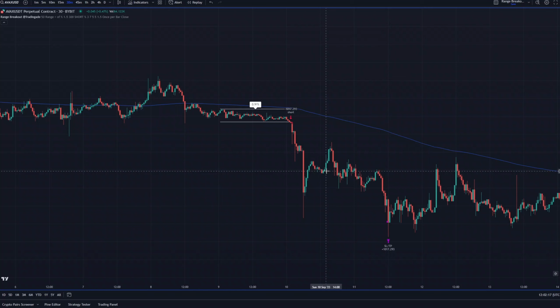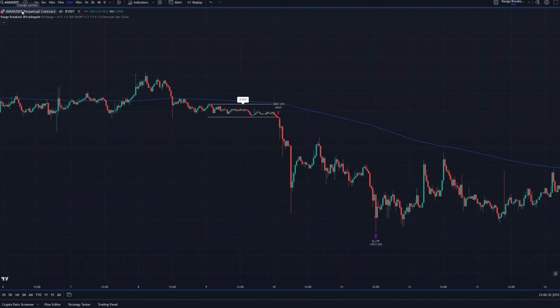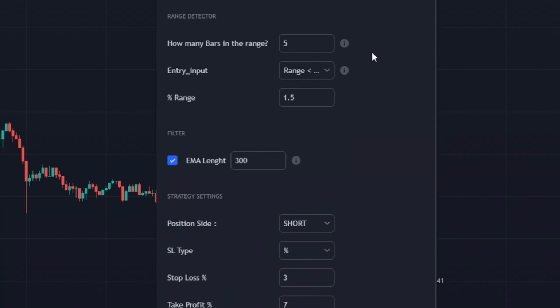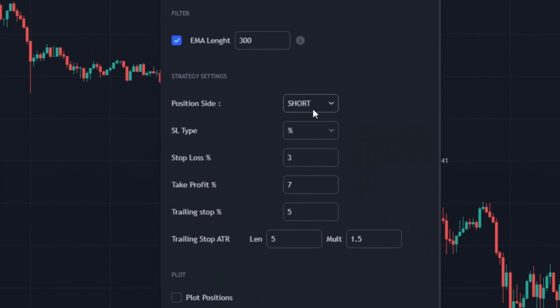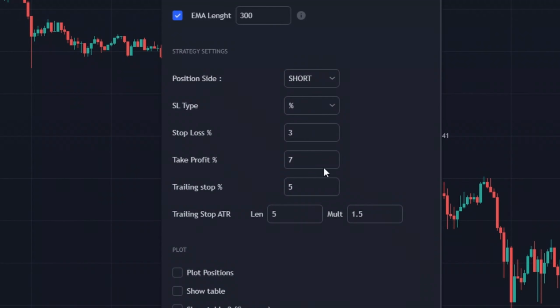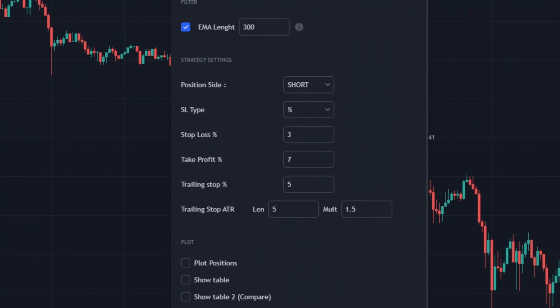Okay, so now that we understand the logic behind this breakout strategy, we are ready to jump into the backtest. Today we're gonna backtest AVAX USDT on the 30 minutes time frame on Bybit exchange. I find these values work well on this coin and on this time frame, but there is still room for some optimization. I set 5 bars in the range, minor of 1.5%. I apply a filter of the EMA 300 period, short position, stop loss 3%, take profit 7%. Let's see some backtest results.